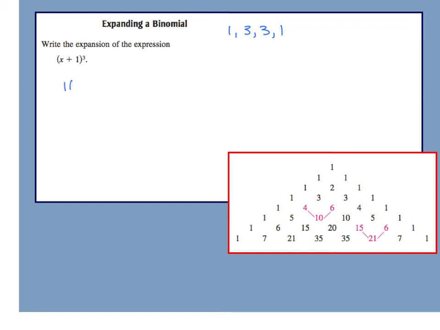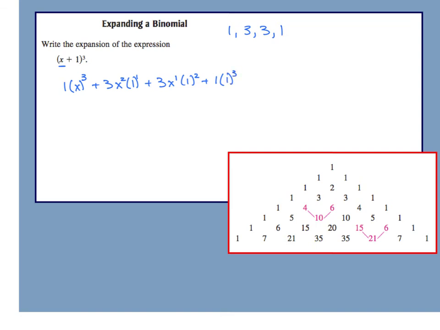So now I have 1 times my first term. What does my first term do? It descends. So now we have x to the power of 3. And then plus 3 times x to the power of 2, and then 1 to the power of 1. And then plus 3 times x to the power of 1, and then 1 to the power of 2. And then I have 1 times 1 to the power of 3.